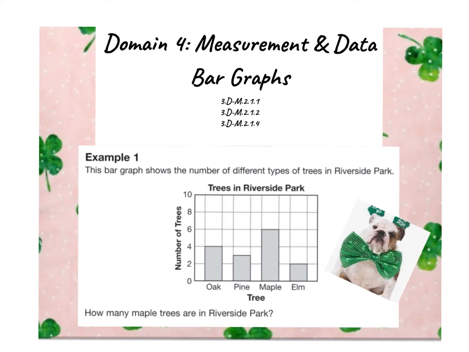It's asking how many maple trees are in Riverside Park. What I would do is circle or underline maple, since that is what we're looking for. I would find it over here in the graph and underline that as well. Then we can see that it goes all the way up to this line, and we can go over and see that there are 6 maple trees in Riverside Park.